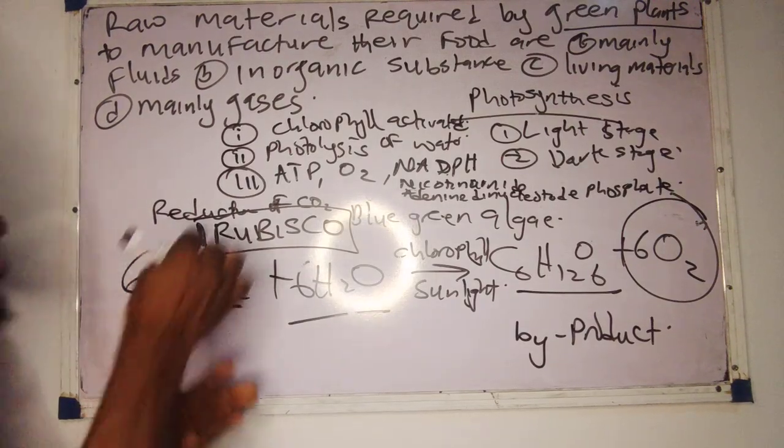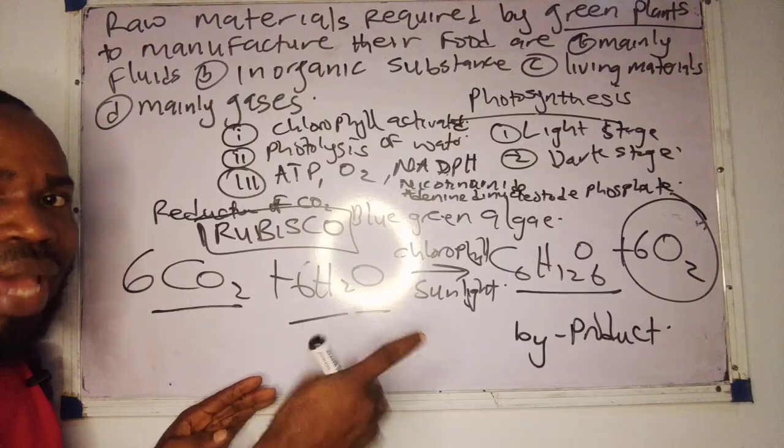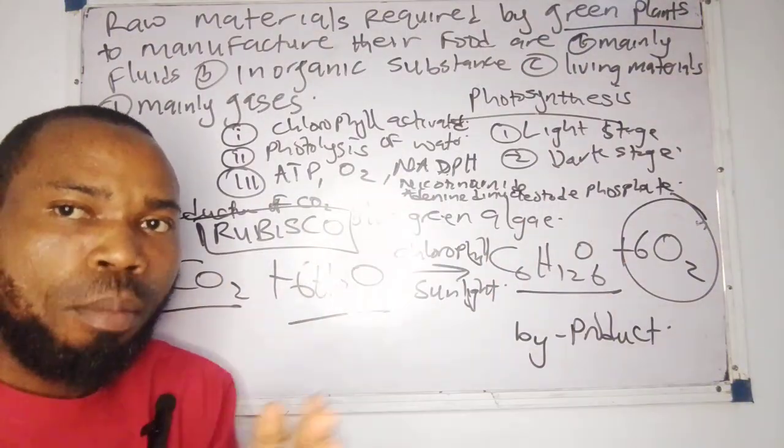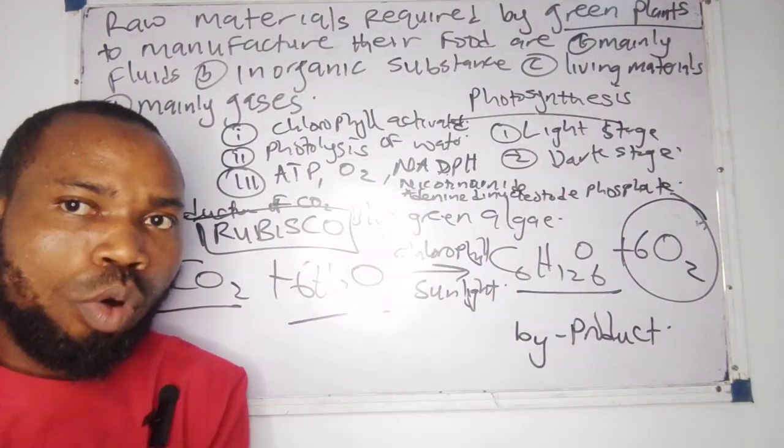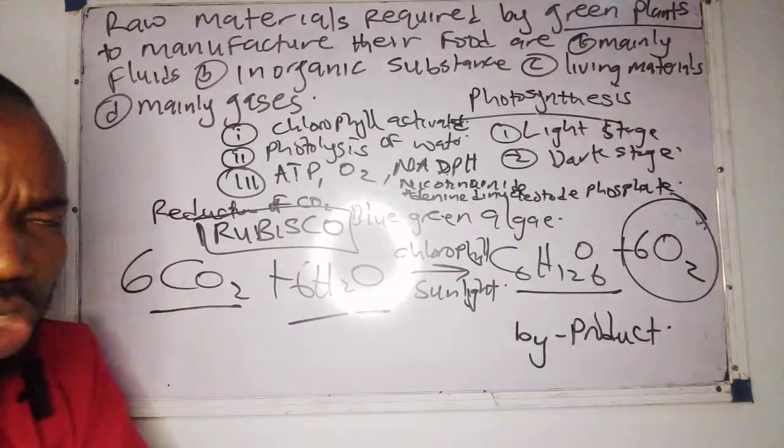What is happening here? Reduction of carbon dioxide. It will now form carbohydrate in the form of glucose, before the glucose is then stored. Now, there is one question that comes up.